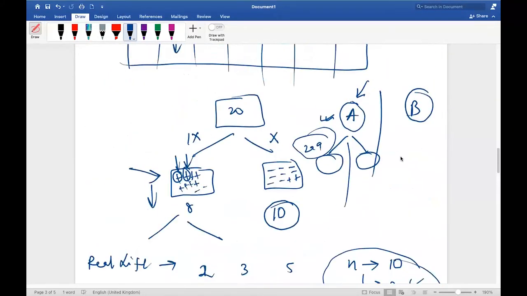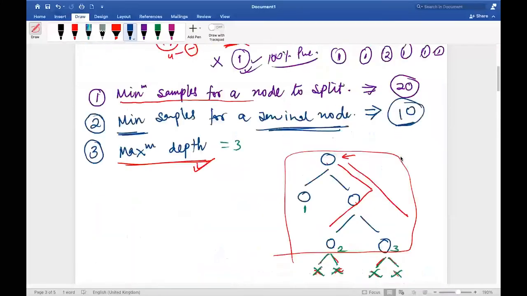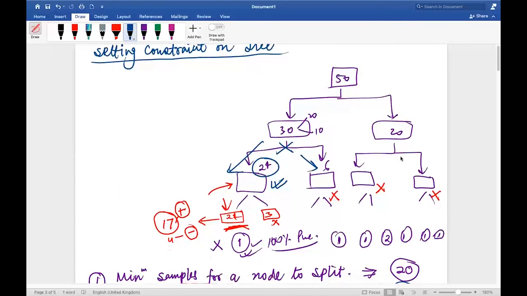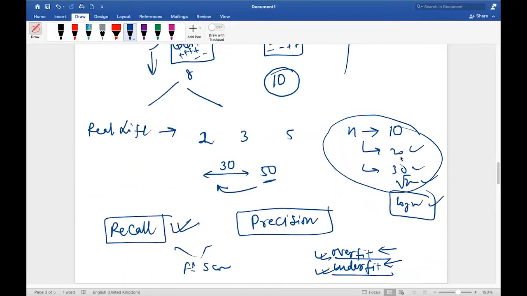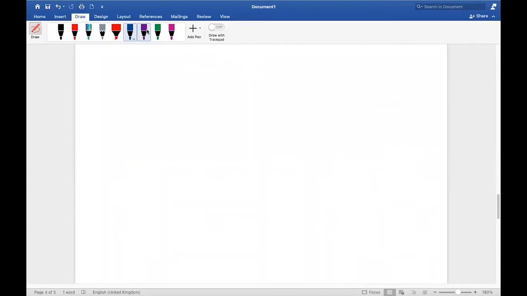Okay. Now, one quick point. All these constraints can be said as one term which you studied at the starting. What is that term? Pruning. Pruning a tree.